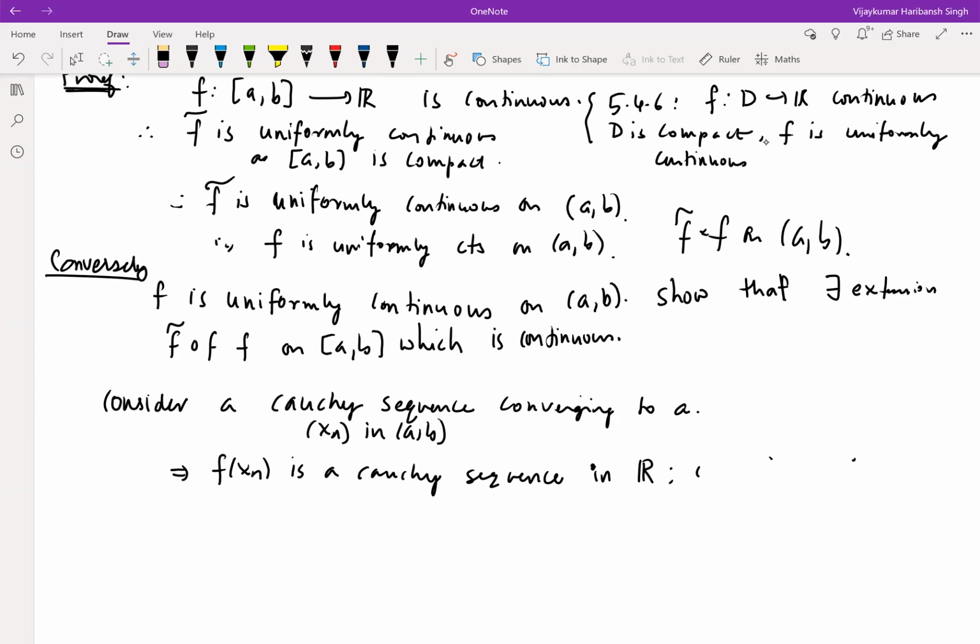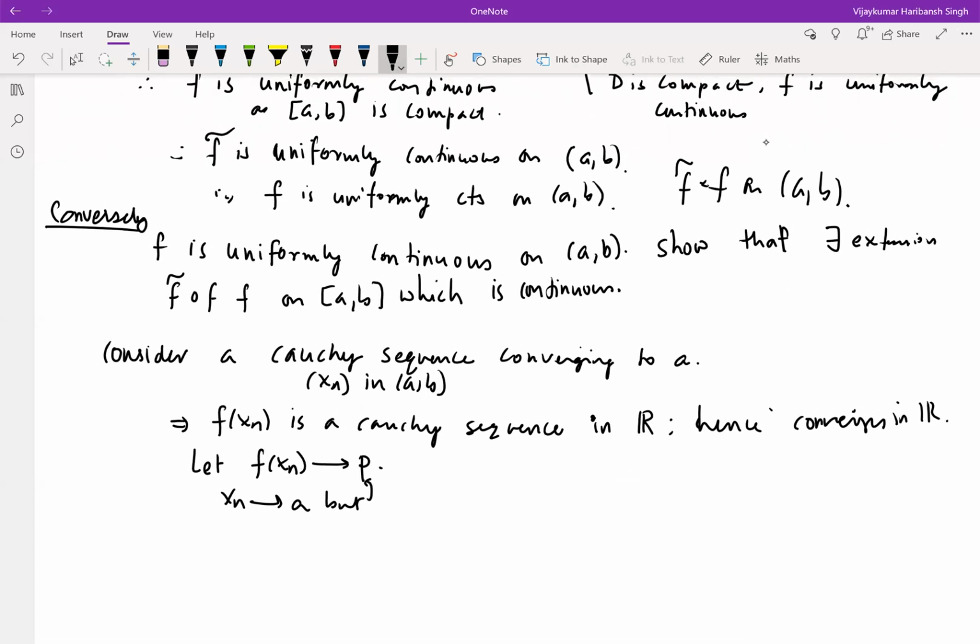So the Cauchy sequence in R, and hence it converges in R, right? So let f of xn converge to P. So xn converges to A, but f of xn converges to P. All right, so we actually moved to R when talking about the convergence. So now what you define is the following: let f of A be P.